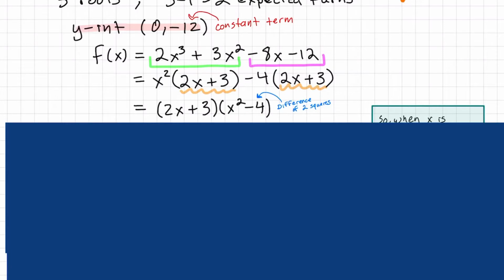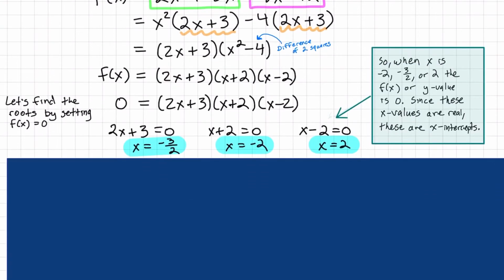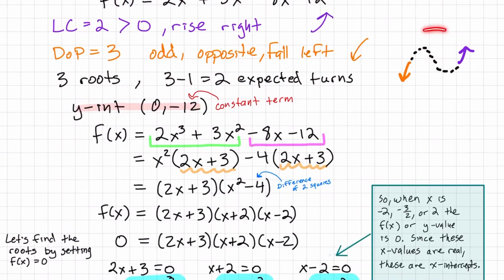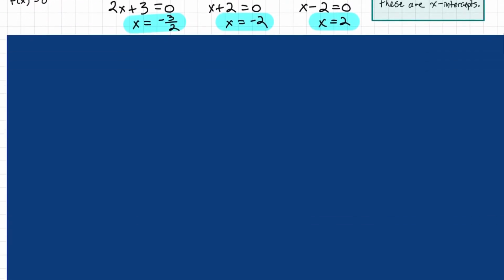But notice that x squared minus 4 is a difference of two squares, so we can keep going and factor that as well. When we factor the x squared minus 4, we end up with x plus 2 and x minus 2. So overall, we have these 3 factors: 2x plus 3, x plus 2, x minus 2. We can set each of those equal to 0. So y equals 0 when x is negative 3/2, when x is negative 2, and when x is 2. So we're going to use our x-intercepts, our y-intercept, and our information about end behavior to sketch this graph.